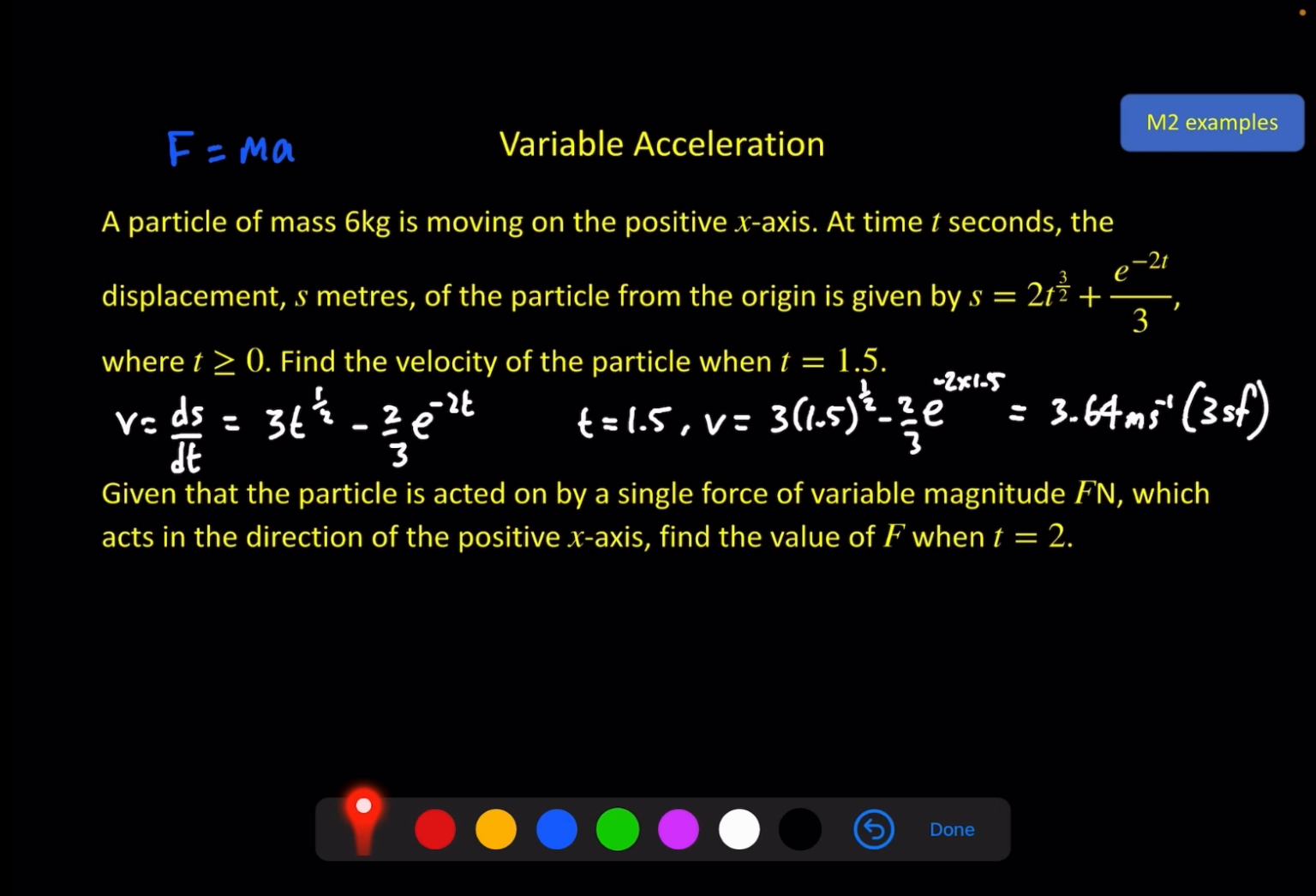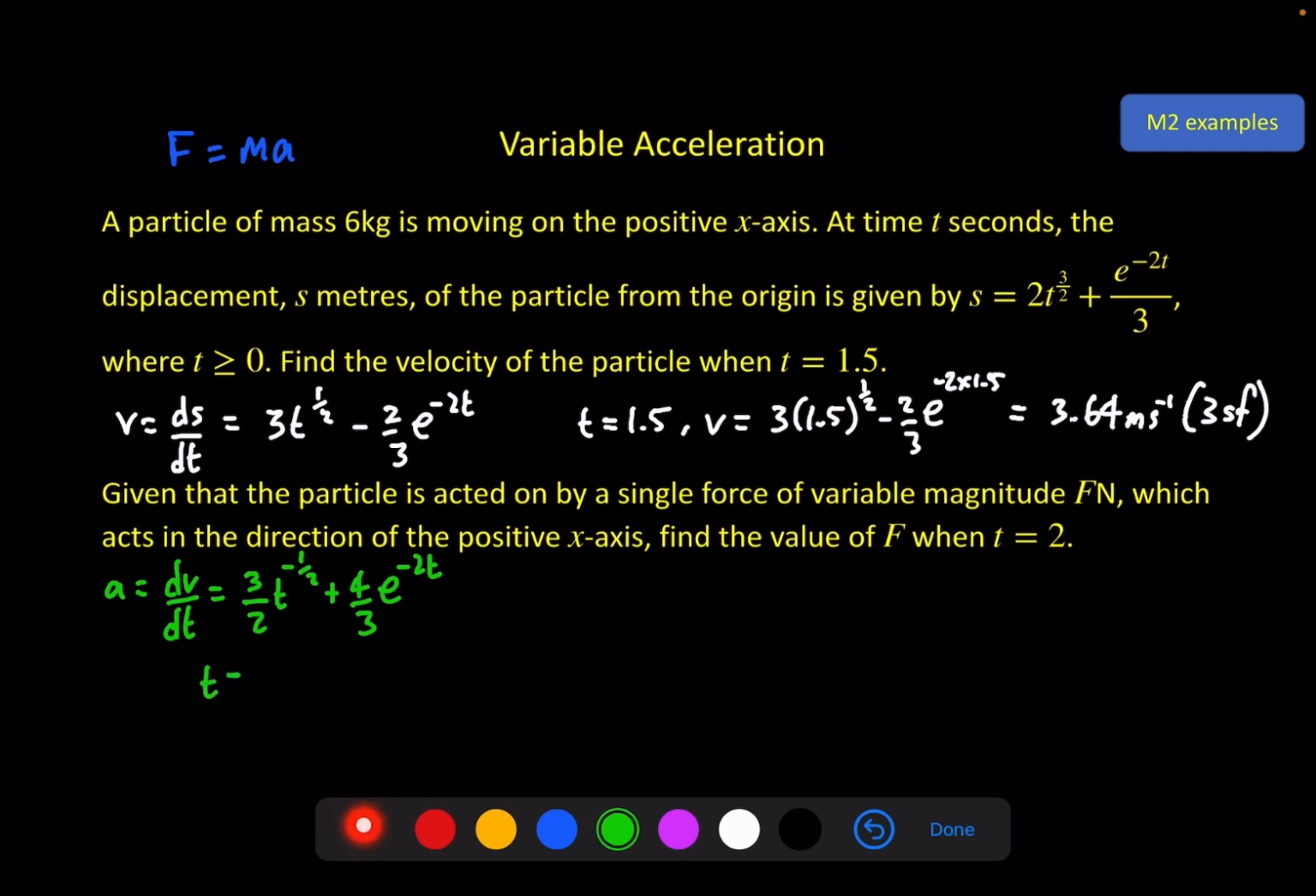So here what we really need to find first is the acceleration, and then we can use this to connect it with the force. To find the acceleration, we need to differentiate the velocity function. That gives us 3 over 2 t to the minus 1/2 plus 4 over 3 e to the minus 2t. When t equals 2, I can find the acceleration, and once I found the acceleration together with the mass, we can then find the force.